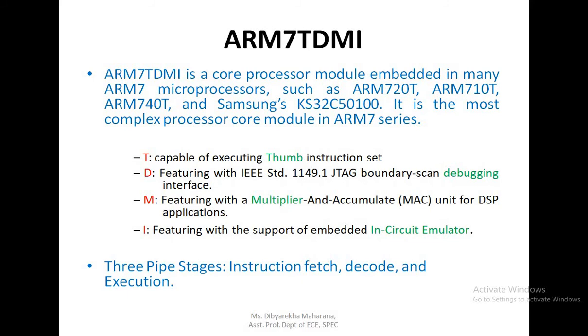ARM7 TDMI: TDMI stands for T, the Thumb instruction set, meaning it is capable of executing the Thumb instruction set. D stands for debugging, featuring the IEEE standard boundary scan debugging interface. M stands for multiplier and accumulate unit, which is used for DSP applications. I stands for in-circuit emulator; it supports the embedded in-circuit emulator. There are 3 pipelining stages: instruction fetch, decode and execution.